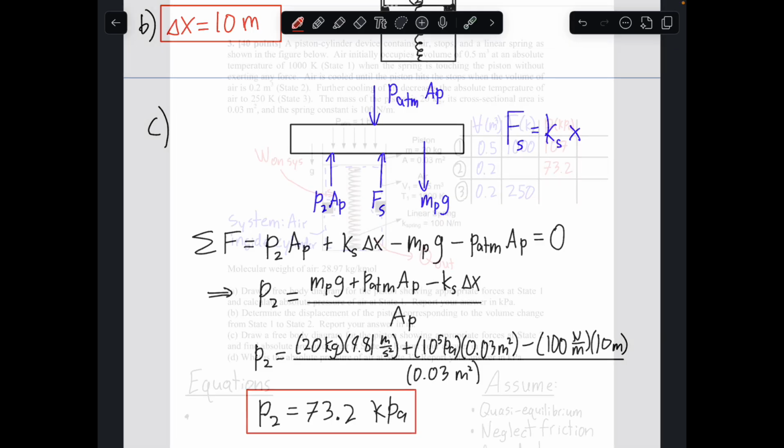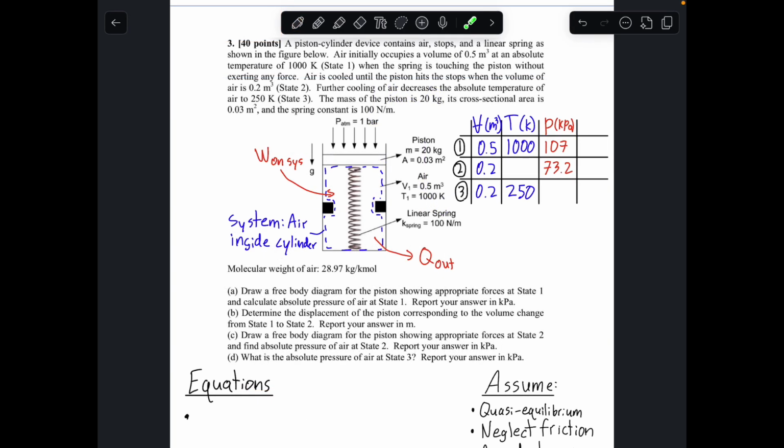for part C. Now let's move on to part D, which asks, what is the absolute pressure of air at state 3? And they want us to report our answer in kilopascals. So we're trying to find this value in our table right here, P3. And I've added in these values in red for pressure that we found from earlier parts of the problem. So remember, from part A we found P1, and part C we found P2.